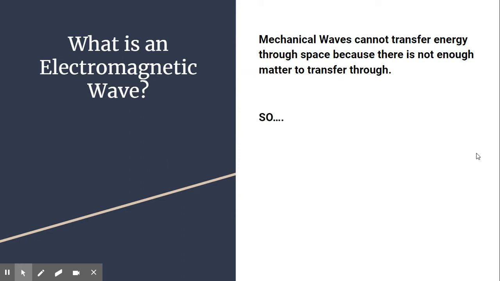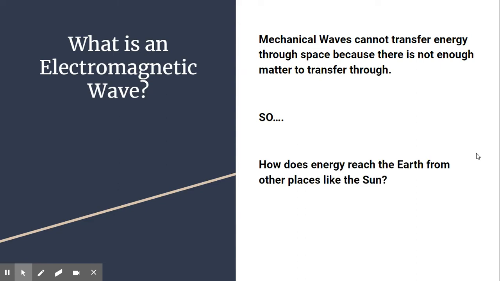So, the question is raised, how does the Earth get energy from places like the sun? A mechanical wave cannot transfer energy from the sun to Earth. While the Earth and the sun themselves are made up of matter, other celestial bodies like other planets, other stars, comets, and asteroids are all made of matter, but there are large expanses of nothingness where there is no matter to push around or pull around to transmit a mechanical wave.